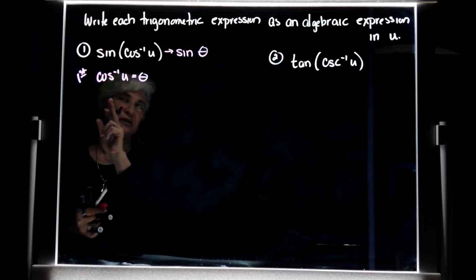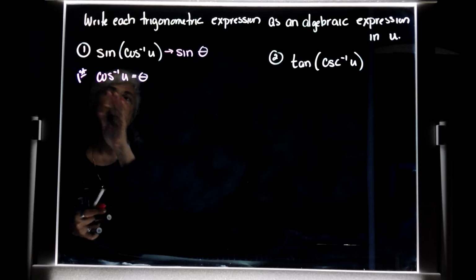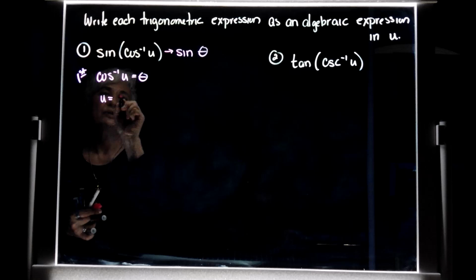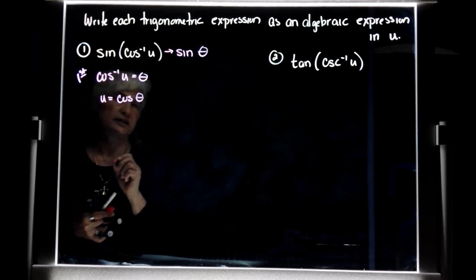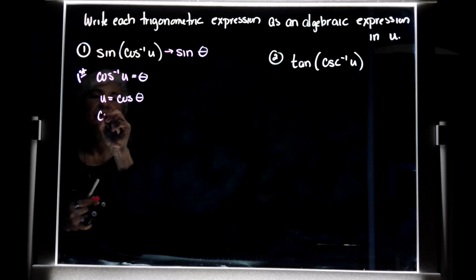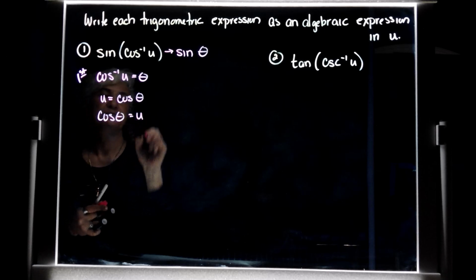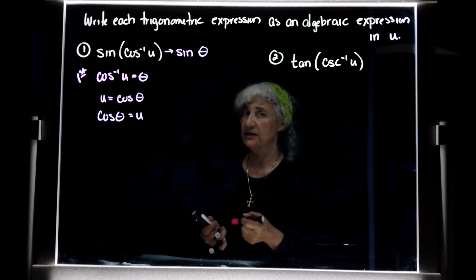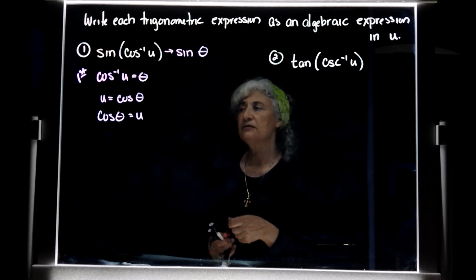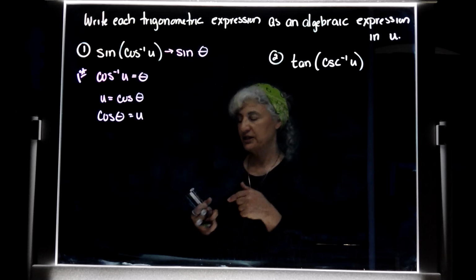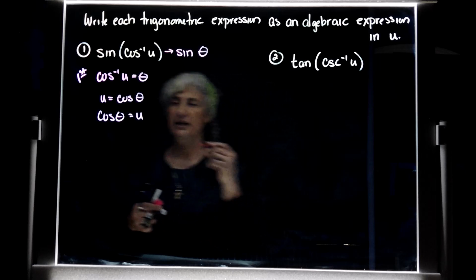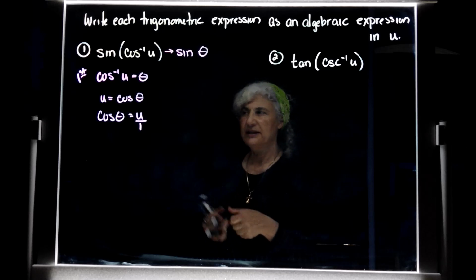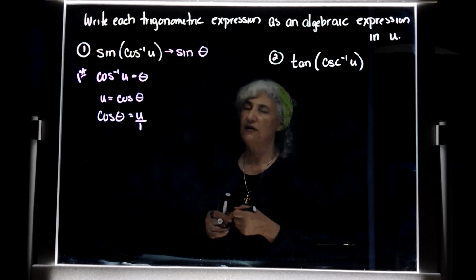Okay, I personally don't want to deal with cosine inverse. I want just cosine. So I'm going to take the cosine of both sides to cancel this guy out. So I have u equals cosine of theta. And I'm just going to rewrite the order. Now remember, cosine comes from a right triangle, doesn't it? And cosine is adjacent over hypotenuse, which means I need that fraction because I need an adjacent and a hypotenuse on the right triangle.